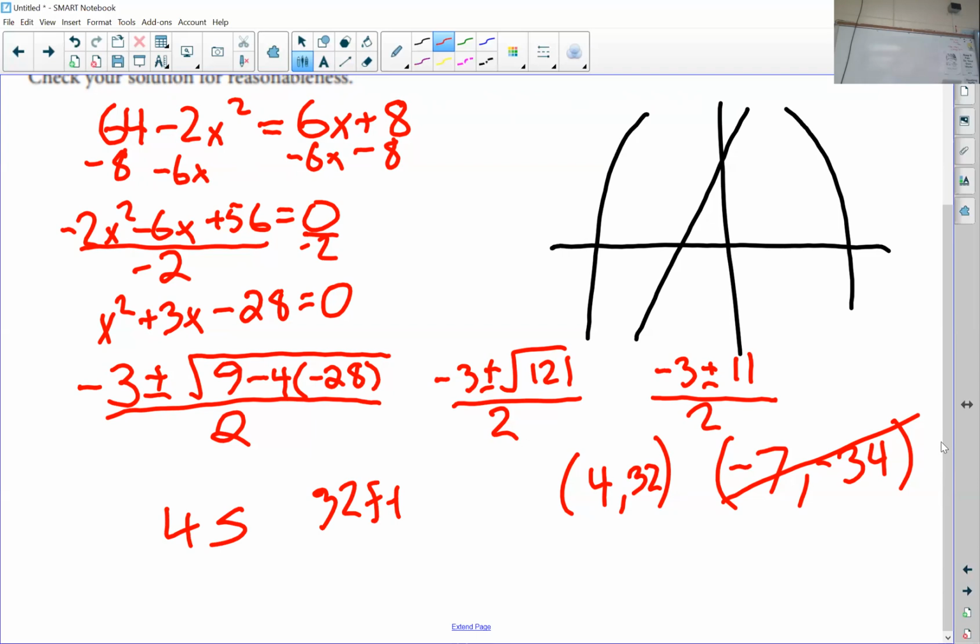What do you think? Word problem's not as scary as you thought it would be. I think it's actually easier than some of the other ones that we did.